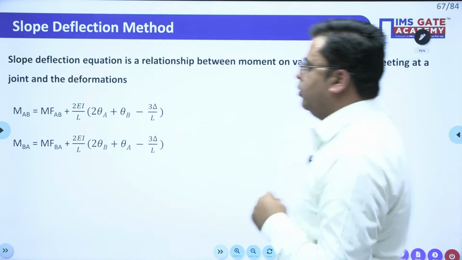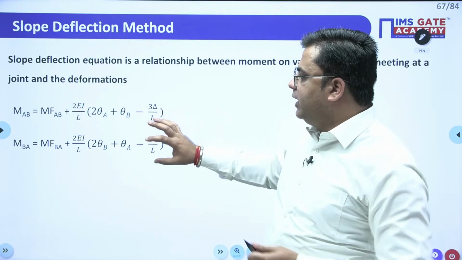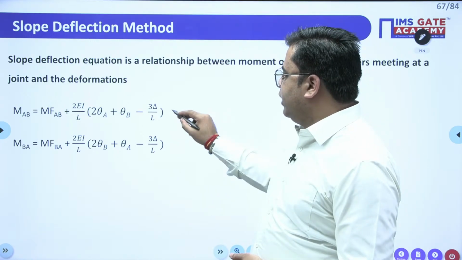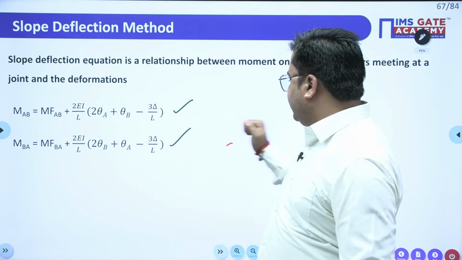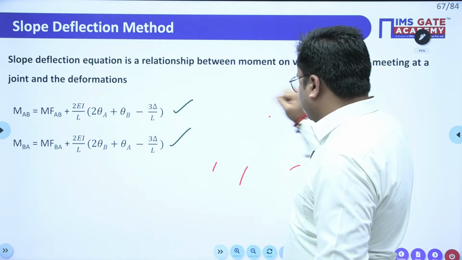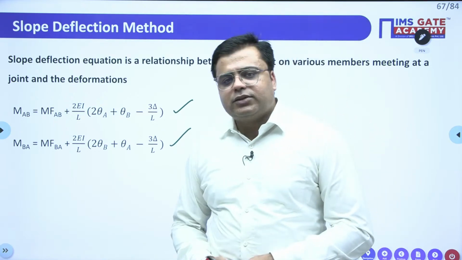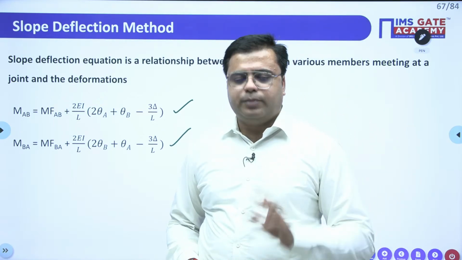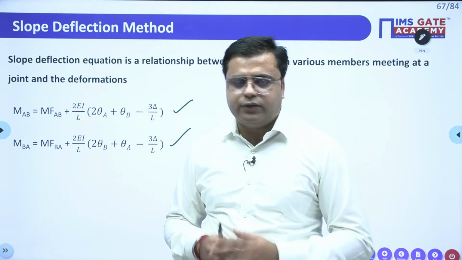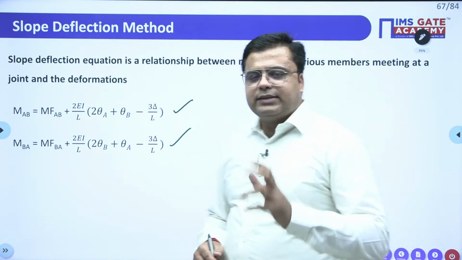Next we have the slope deflection equations, right? Using these two equations, we can simply calculate the different moments that are present in our members. Usually, very few questions are framed from slope deflection equations, because from slope deflection equations, usually you need to solve two simultaneous equations, which takes a lot of time. So from slope deflection equations, you can expect a smaller number of questions, right?